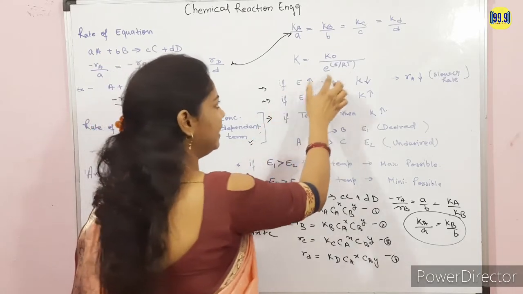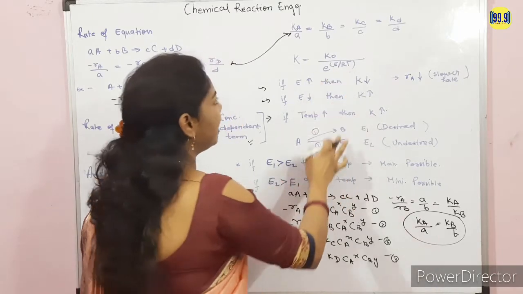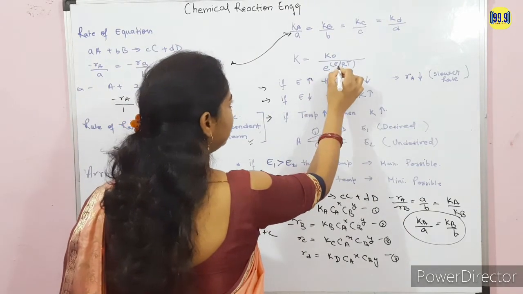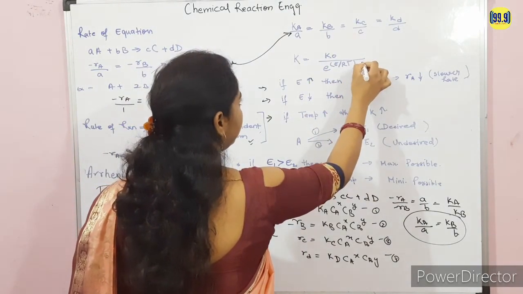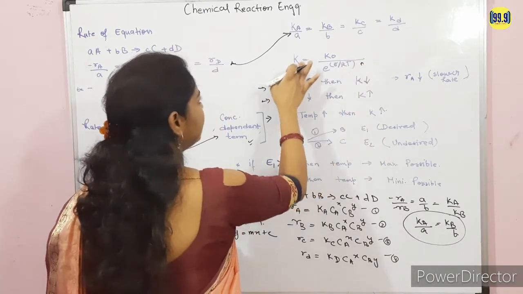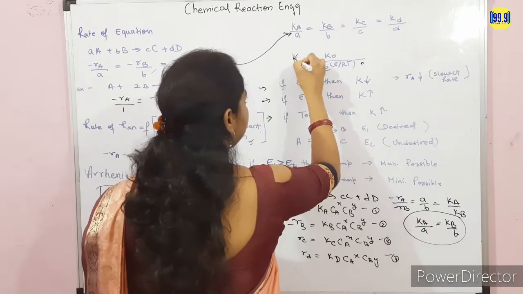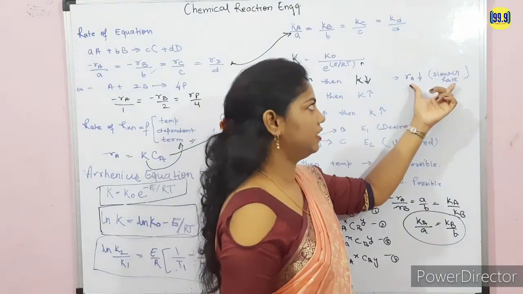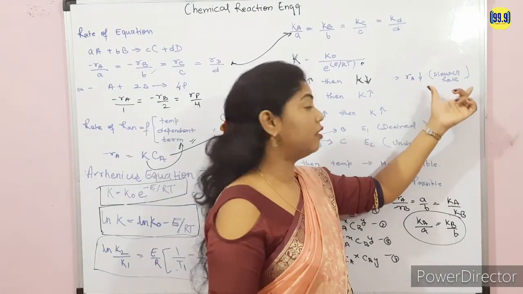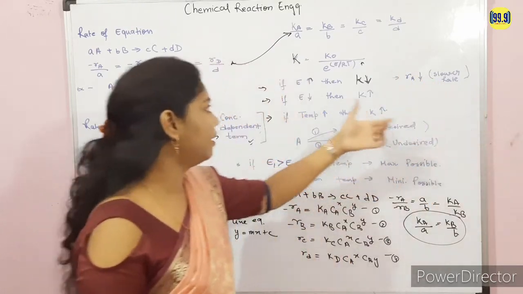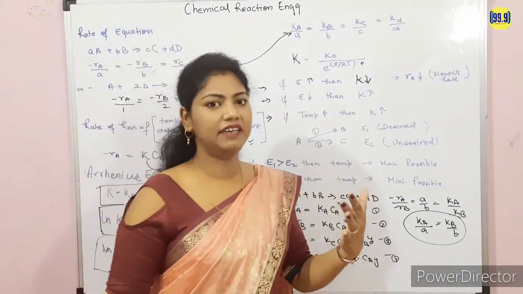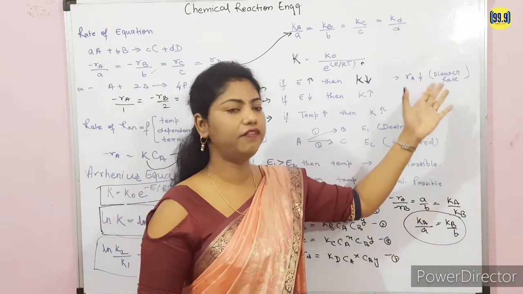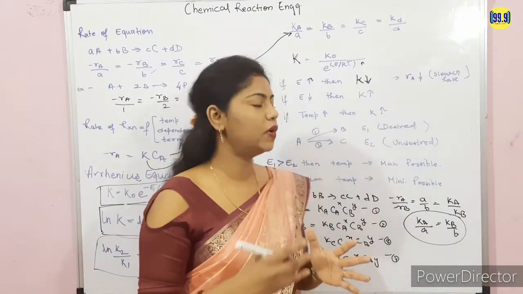First one is, if we increase the activation energy, what will happen? The K value decreases. If we increase the activation energy, the whole term increases. If this term increases, it means the K value automatically decreases after dividing it. That's why the rate of reaction also decreases and becomes slower. So the concept is that when we increase the activation energy, the value of the reaction rate constant decreases and the rate of reaction also decreases, that is, it becomes slower.